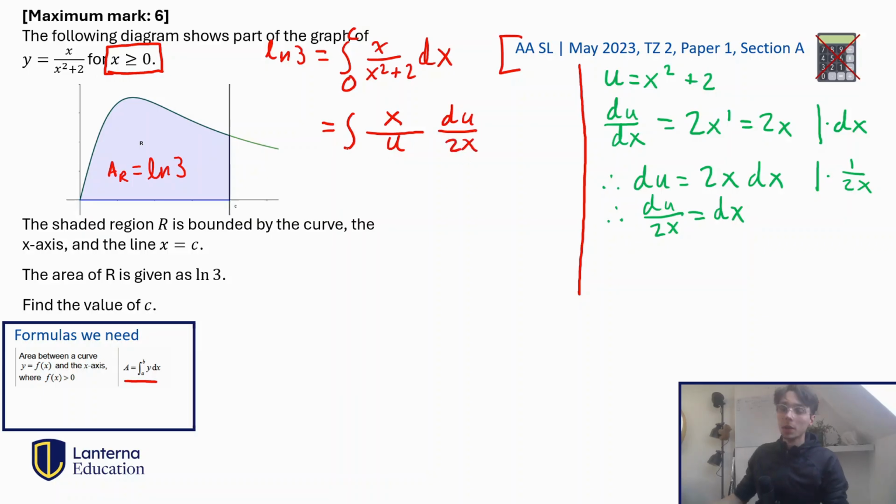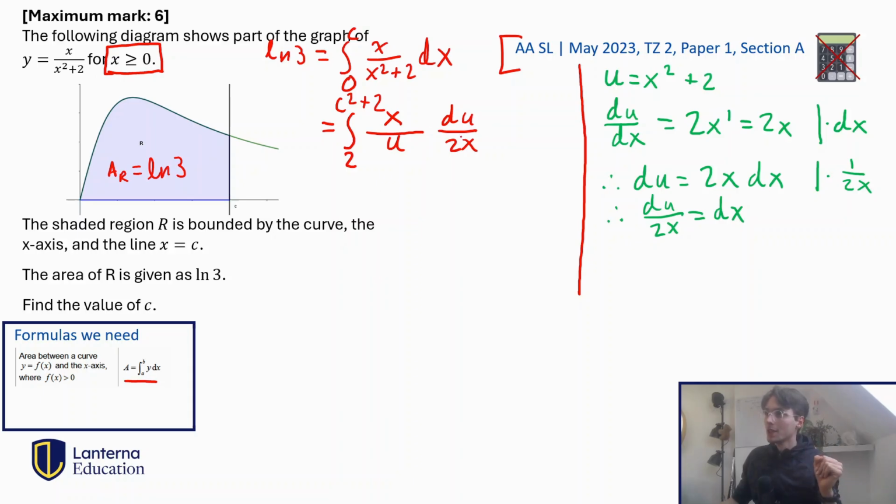Great. Okay. What about the boundaries? Well, the boundaries, these were x values. So now we need to turn them into u values, if that makes sense. In other words, we need to take these values and put them into our expression for u. So this would be 0 squared plus 2. Well, that would just be 2. And the top would be putting c in for x in our u expression, so that would be c squared plus 2. So c squared plus 2. Okay. So far, so good, I hope.